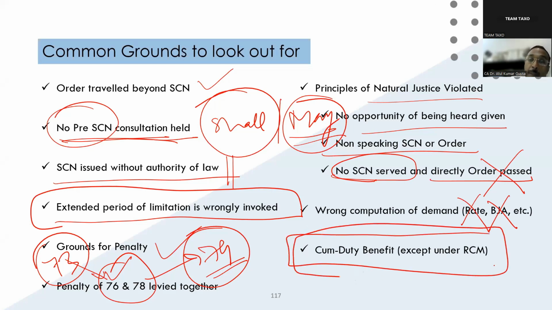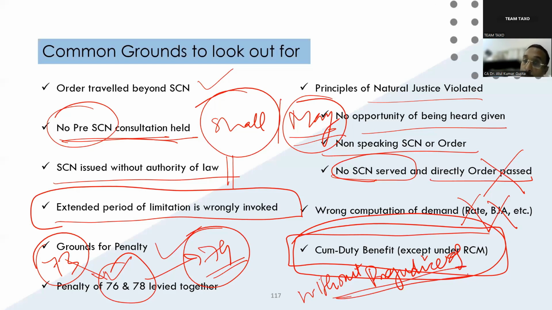Then, my dear friend, one last thing which I wish to share with you: the cum duty benefit. This is again a very important alternative plea that you should remember. Whenever you are making the reply, the last point you should make is: without prejudice to the above, meaning even if you do not agree with any of my points, I wish to say that cum duty benefit should be given to me.